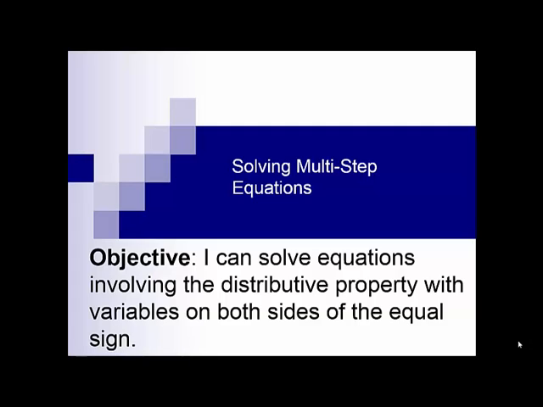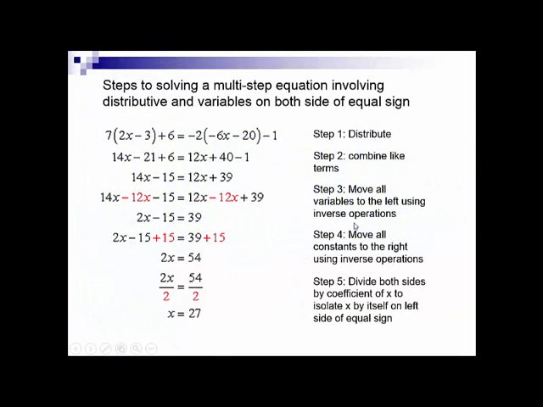Tonight's objective is I can solve equations involving the distributive property with variables on both sides of the equal sign. This first slide just reminds you of what we went over in class. Keep in mind the steps. You first distribute, then you combine like terms on each side, move all variables to the left, move all constants to the right, and then divide both sides by whatever that coefficient of x was to isolate the x by itself on one side. If you need to pause the video, try running through this example, you can do that.